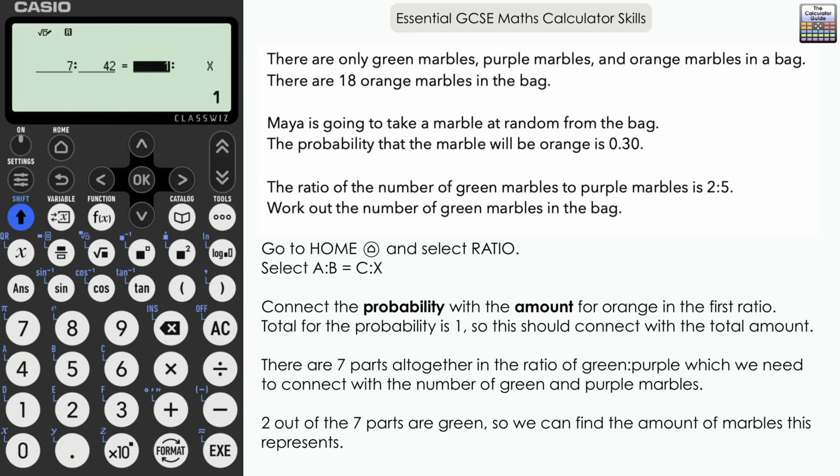What proportion of the ratio was representing green? Well, it was 2 out of the 7. So I'm going to put 2 here, and then X should reveal how many green marbles there are. And there we have our answer, 12 green marbles.